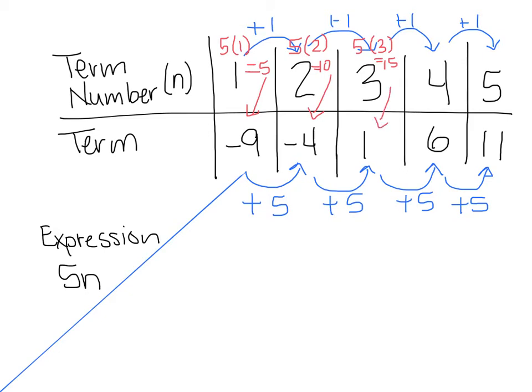That is off. 5 times the term number, which here the term number is 4, that's 20. That's off from what my term actually is. 5 times 5, 5 times the term number, would be 25. That is off from 11.